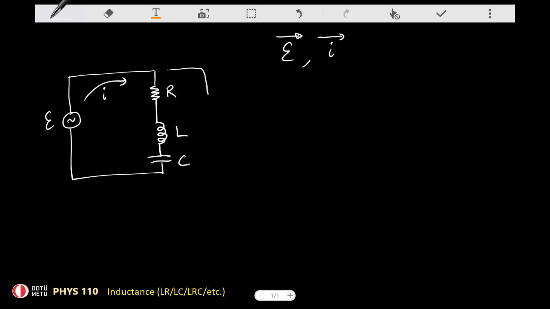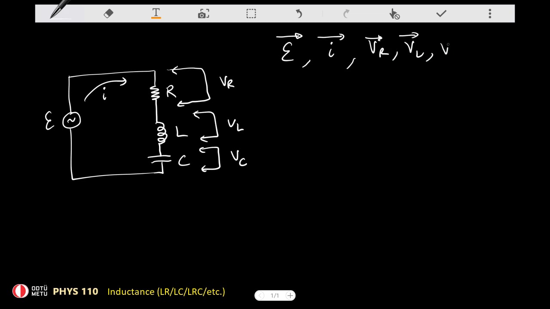And for these devices, we can talk about the potential drops. I'm going to represent these potential drops by VR, VL, and VC. That's the potential drop on these devices. I'm going to investigate all of them separately. So we also have these quantities, the potential drops on these devices, which would also be represented as vectors in the phasor diagram, right? And we would like to understand the relationship between all of these.